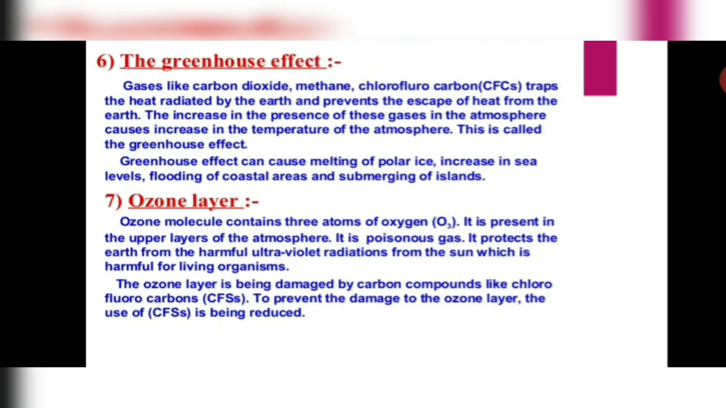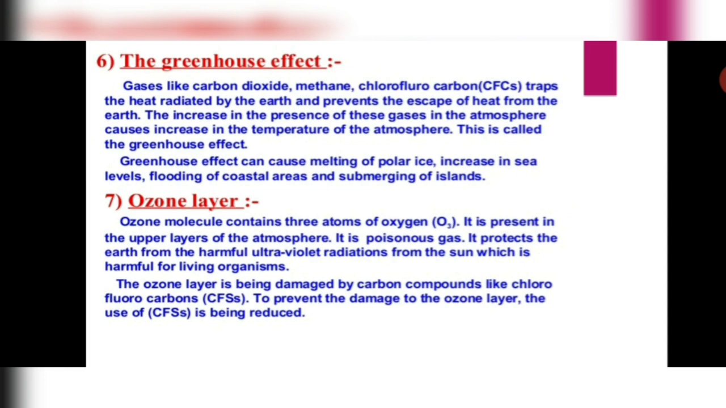The next topic that we need to discuss in this chapter is ozone layer. What do you mean by ozone? Ozone is the triatomic molecule of oxygen. It is present in the upper layer of the atmosphere, where it forms a complete ozonosphere which prevents the entry of harmful UV rays into the earth.